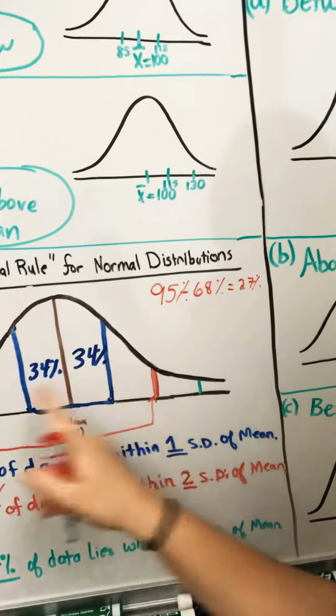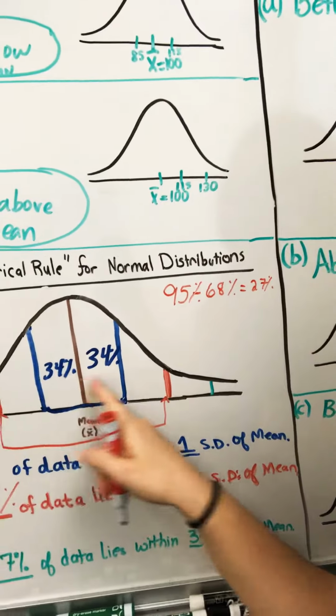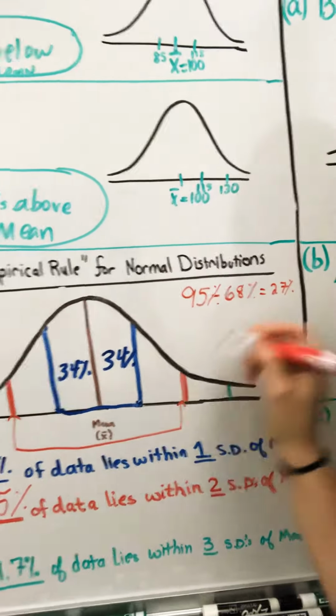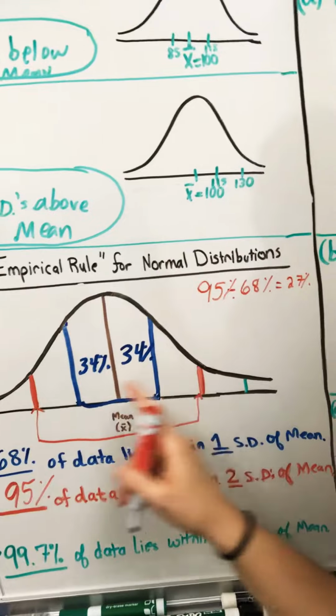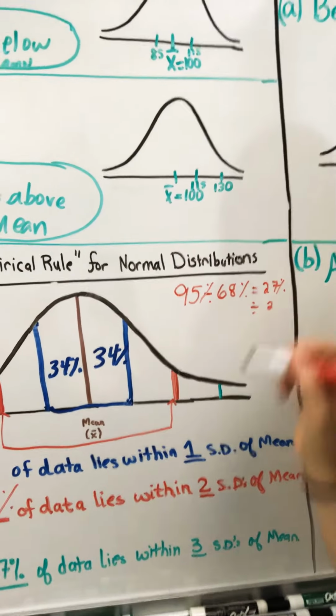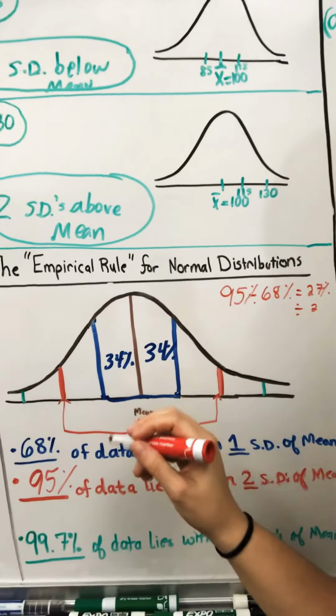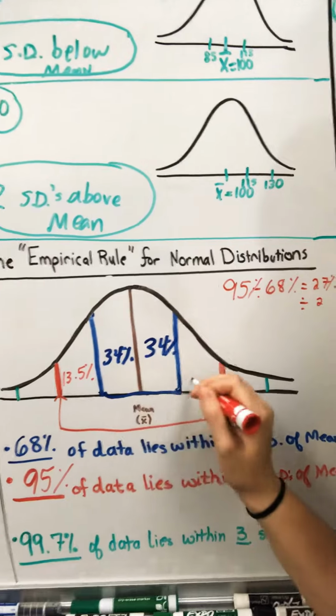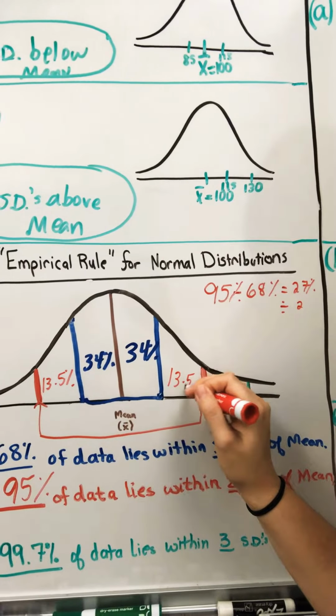So that would mean that 27% would be the total of these 2 pieces, wouldn't it? Because this and this have to add up to 95. Well, if I wanted to know exactly what each piece is, since it's symmetric, they should be the same, right? So if I divided 27 by 2 to cut it in half, we would get 13.5. So we get 13.5% in this region and 13.5% in this region.